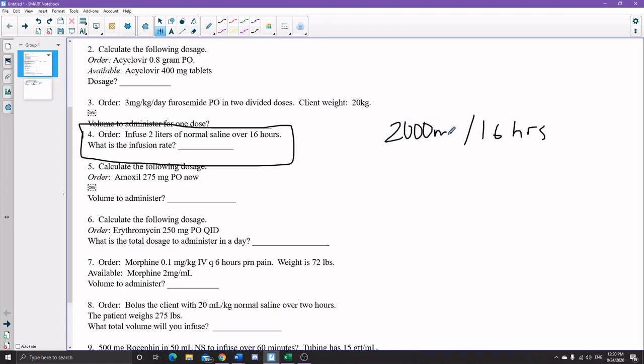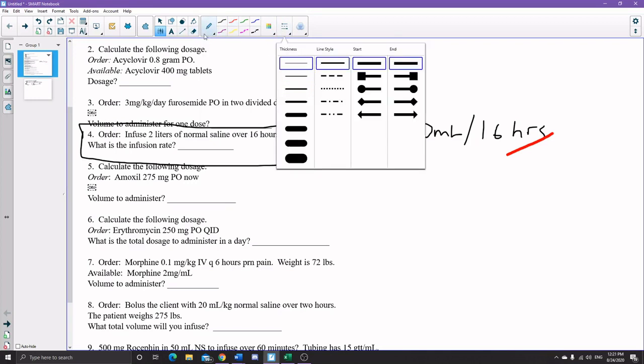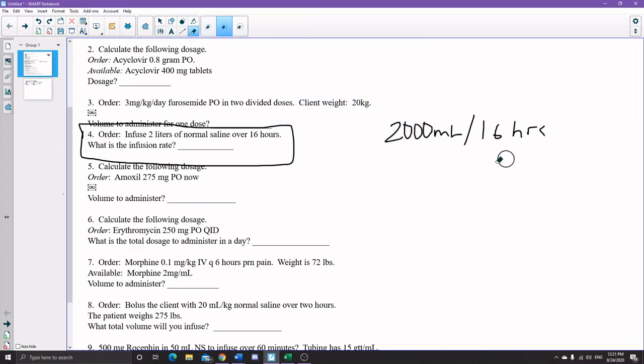2,000 ml over 16 hours. The next thing I do, I'm going to change the color, is, oh, let's make that thinner. Okay. So the next thing I do is I divide this until it equals 1 hour. Okay? If this was 5 hours, I'd divide it by 5.